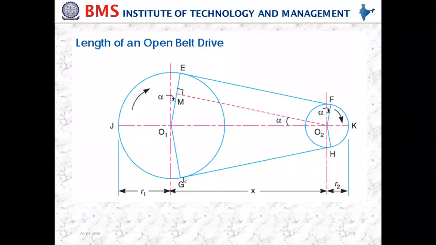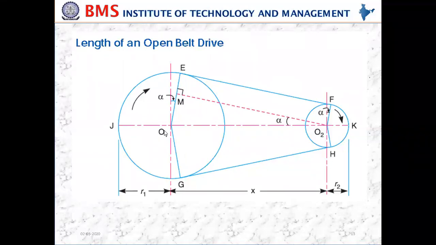If you look at the length of the belt, if you start from E, then E to F, F to K, K to H, then H to G, G to J, and J to E. This total is called the length of the open belt. So how are we going to derive this length of the belt equation?